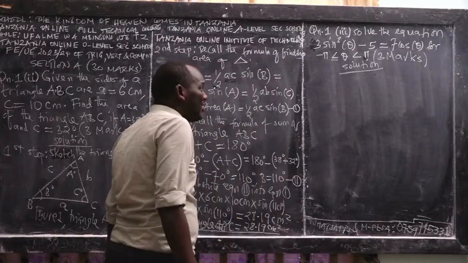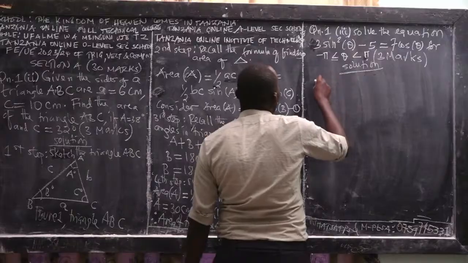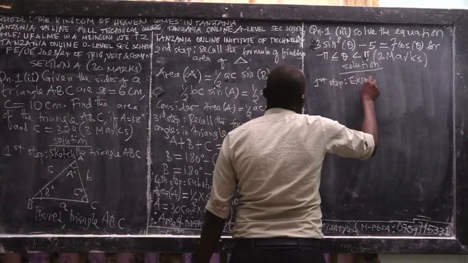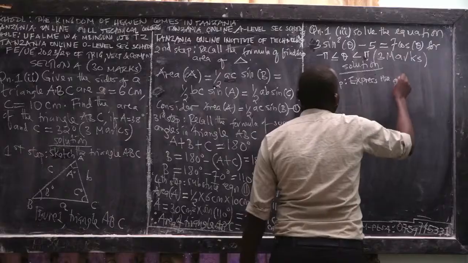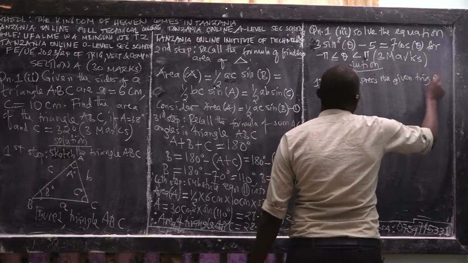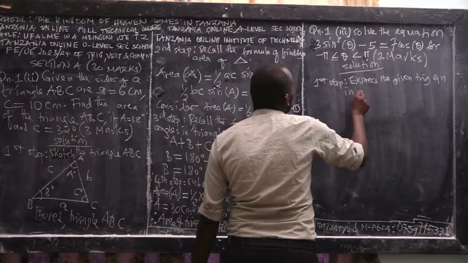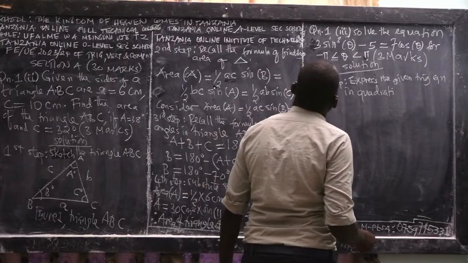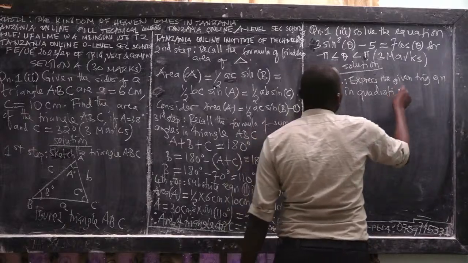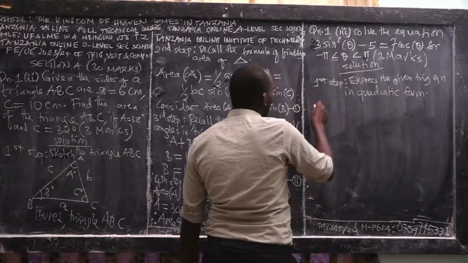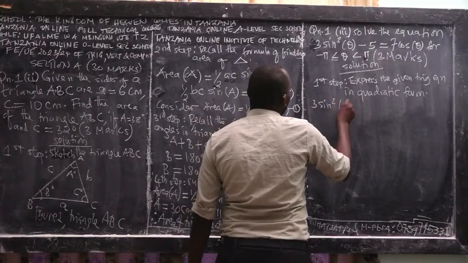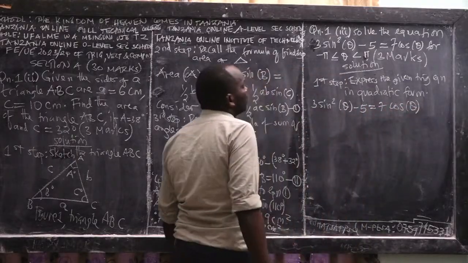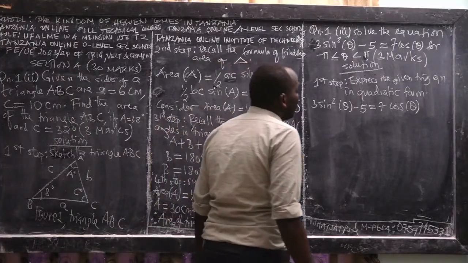Solution. The first step, we say, express the given trig equation in quadratic form. We have been given 3 sin square theta minus 5 is equal to 7 cos theta.